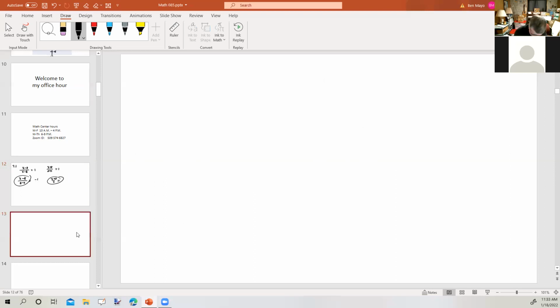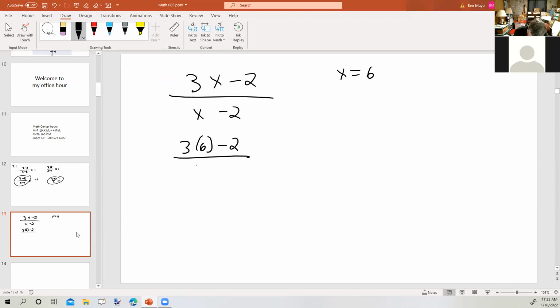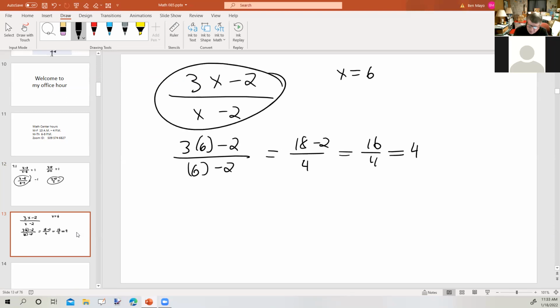All right, let's see, I've got the following. 3x minus 2 divided by x minus 2. And it says, evaluate each expression for x equals 6. So we're going to take this fraction and every place that x appears, we're going to replace it with the number 6. So we're going to get 3 times 6 minus 2 over 6 minus 2, which is 18 minus 2 over 4, which is 16 over 4, which is 4. So the value of this expression when x is 6 is 4. Any questions about that? All right.